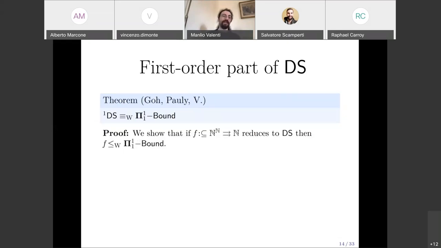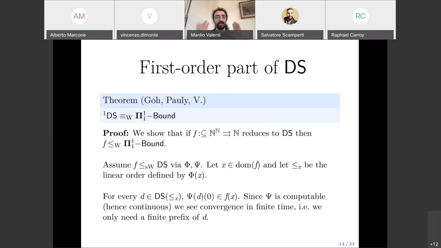We now go to the, let's say, hard part. What we show now to basically conclude the proof is that if you have any problem which is first order, so it has codomain n, and this problem reduces to the S, then it already reduces to pi 1-1 bound. So any problem with codomain n that reduces to the S is not going to be harder than pi 1-1 bound.